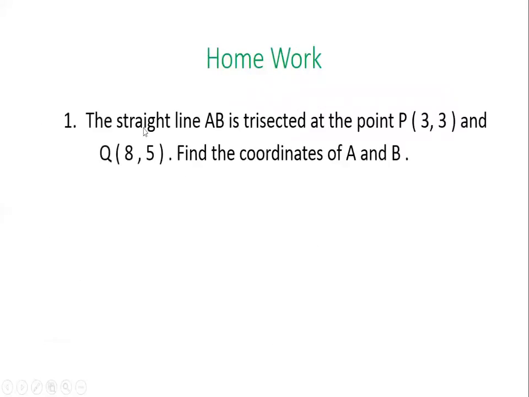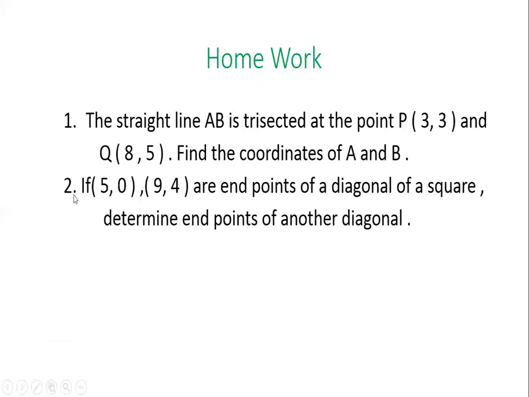Homework 1. The straight line AB is trisected at the points P (3, 3) and Q (8, 5). Find the coordinates of A and B. 2. If (5, 0) and (9, 4) are endpoints of a diagonal of a square, determine the endpoints of another diagonal.